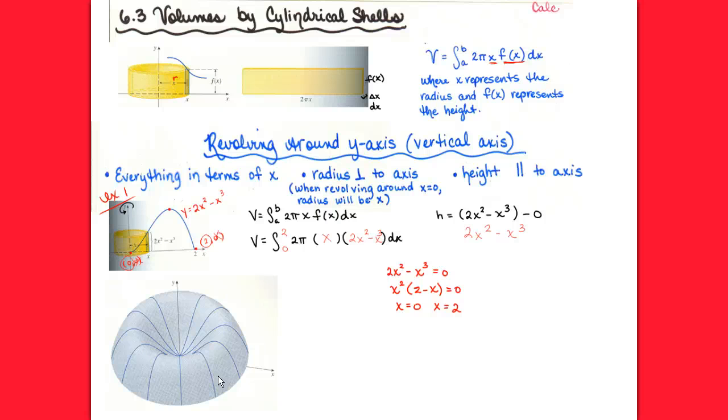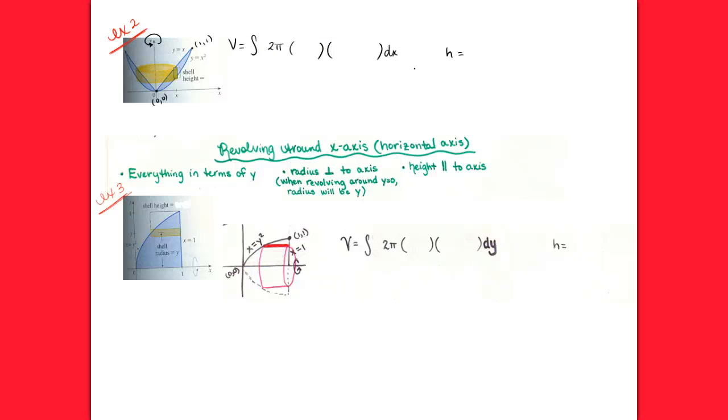Example number 2 says find the volume of the solid obtained by rotating about the y-axis the region between y equals x and y equals x squared. All right, so here's y equals x and here's y equals x squared. So it's this little blue region here, and again we're revolving around the y-axis.